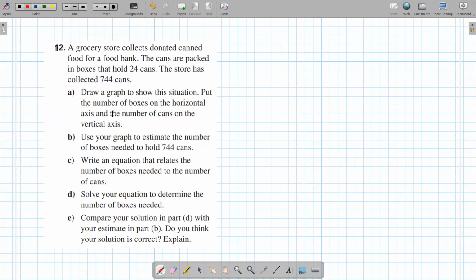Again, the equation is pretty simple. What would the equation be here? We're looking for the number of boxes. 24x equals 744. So that's our equation, but that's not the answer to part A. That's the answer to part C. 24x equals 744. So how do we graph this?